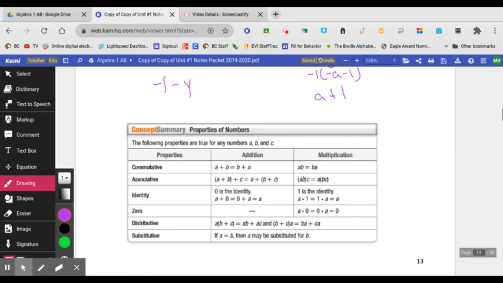So here's a nifty little review of your properties. Notice there is only a 0 property of multiplication.